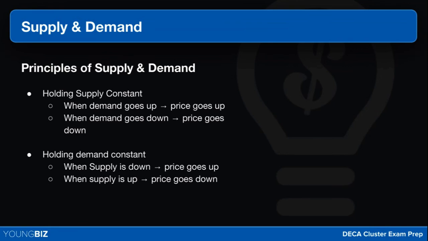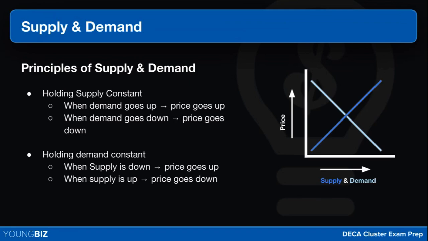The relationship between supply and demand can be shown through the supply and demand curve, and essentially, the point where supply and demand intersect here is called the point of equilibrium because they're both at balance.